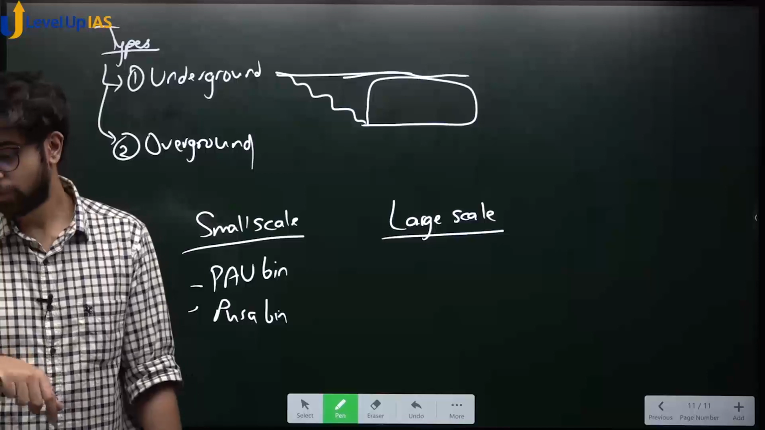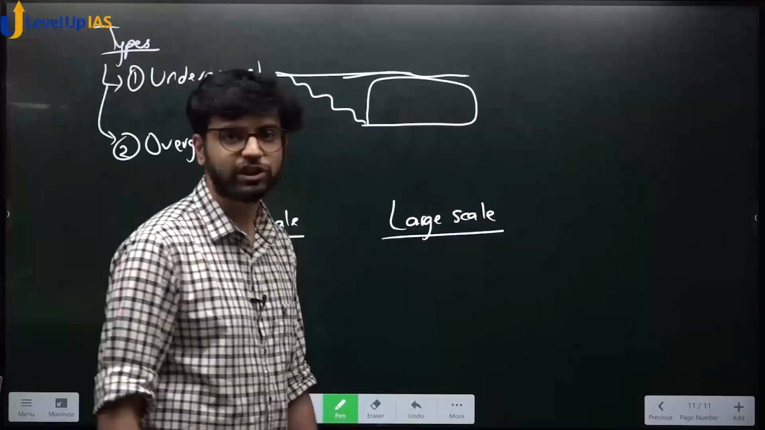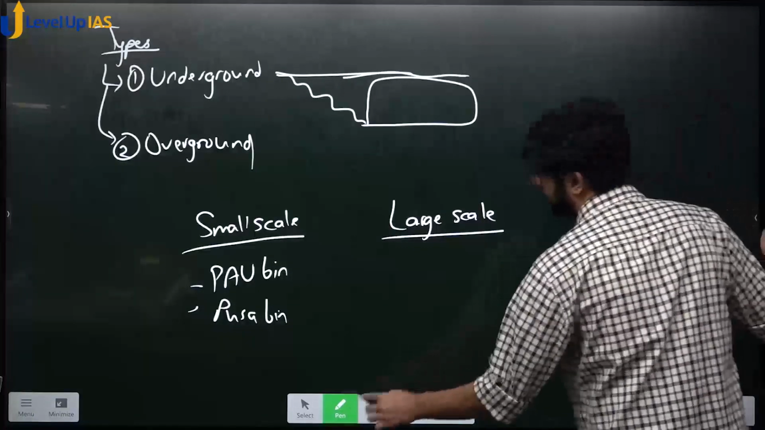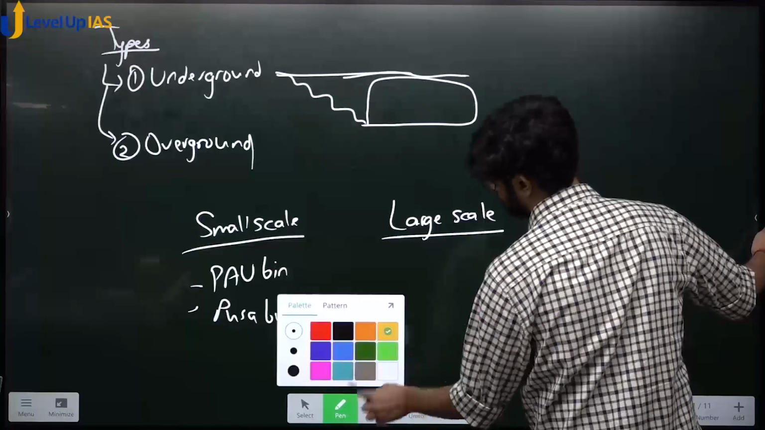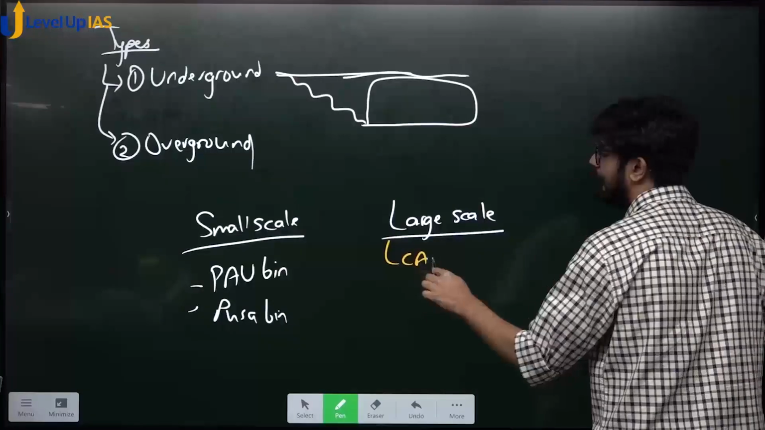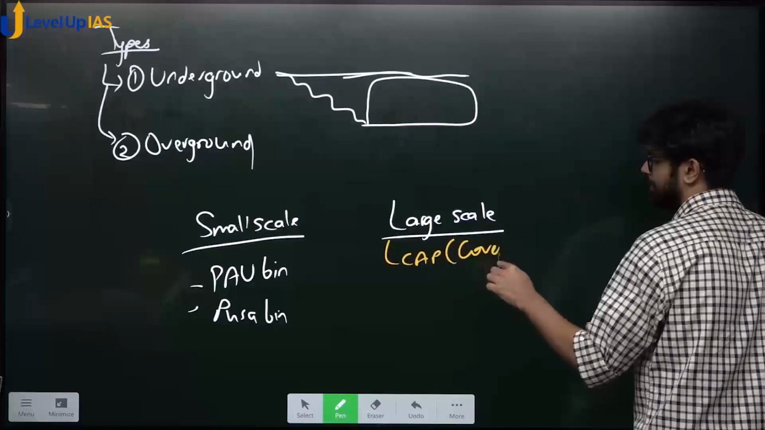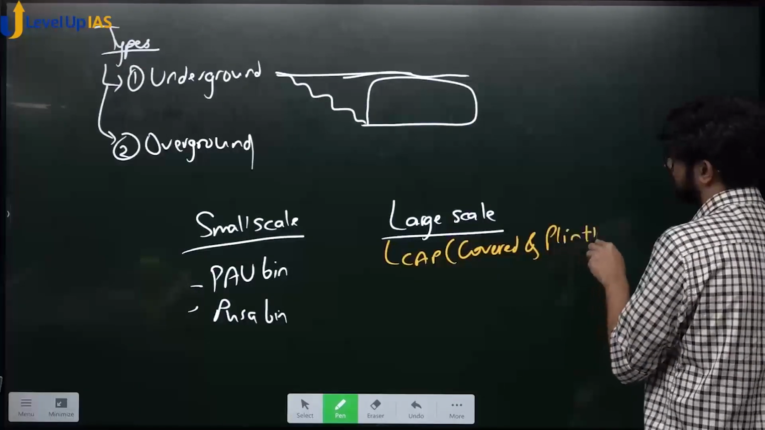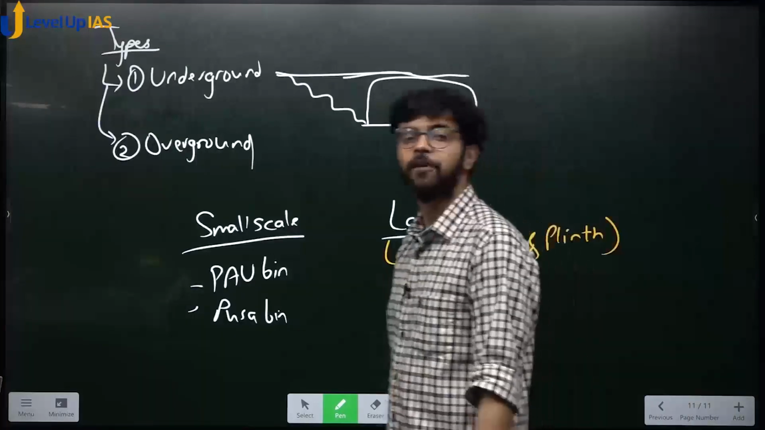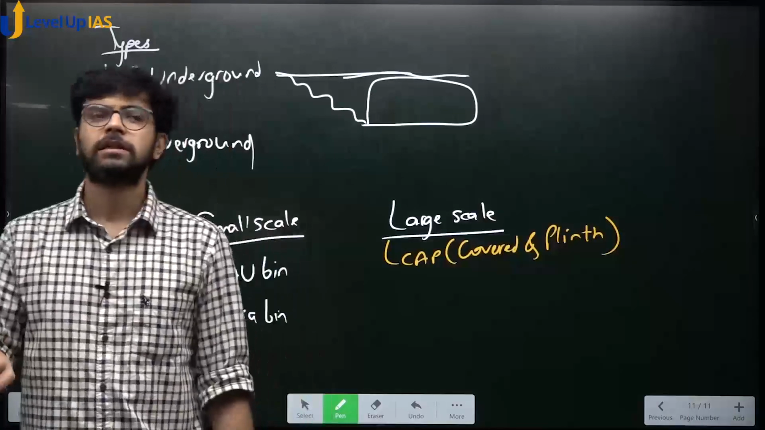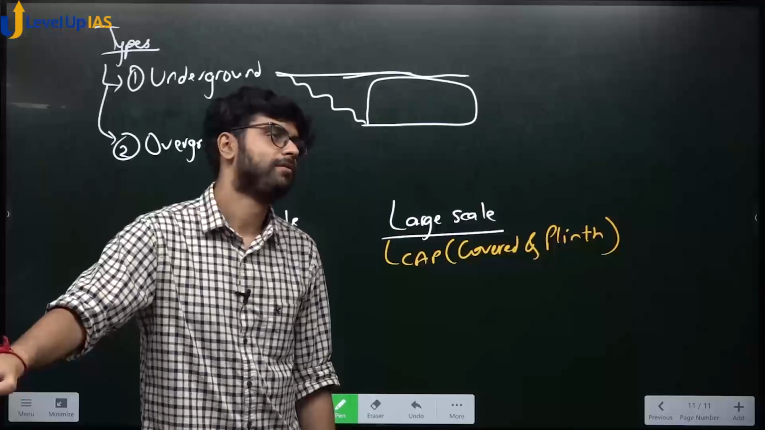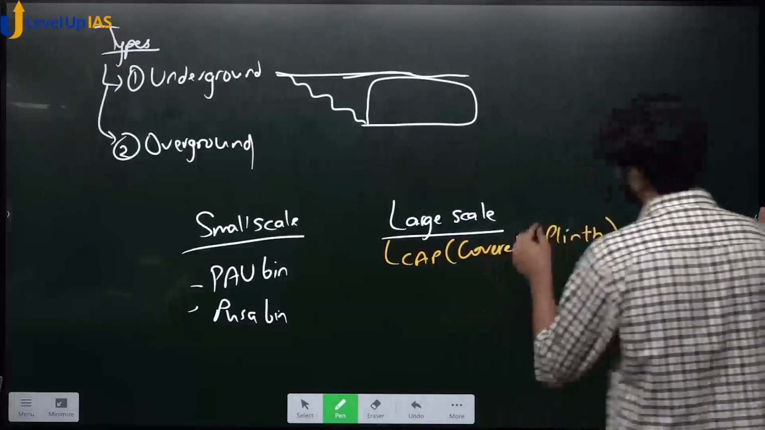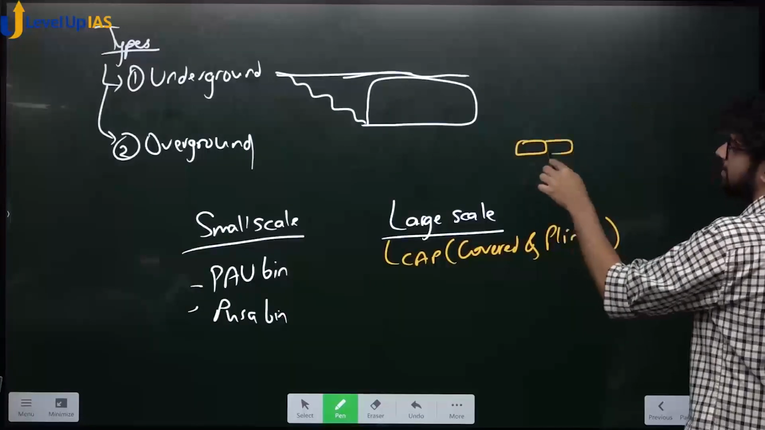For large scale you need to know, ये नहीं भी होगा चलेगा. For large scale you need to know something called as cap storage. Cap. Do you know cap storage? What is cap? Covered and plinth. Covered and plinth storage. Have you seen? So what they do is in covered and plinth storage is sacks होता है ना, sacks.